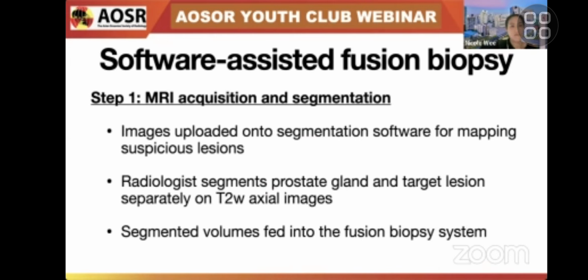In step one of the process, the acquired MR images are uploaded onto the segmentation software for mapping of the suspicious lesion. The radiologist segments the prostate gland and the target lesion separately on the T2 weighted images. The adequacy of the segmented volume can also be verified on the sagittal and coronal images, and the segmented volumes are then fed into the fusion biopsy system.